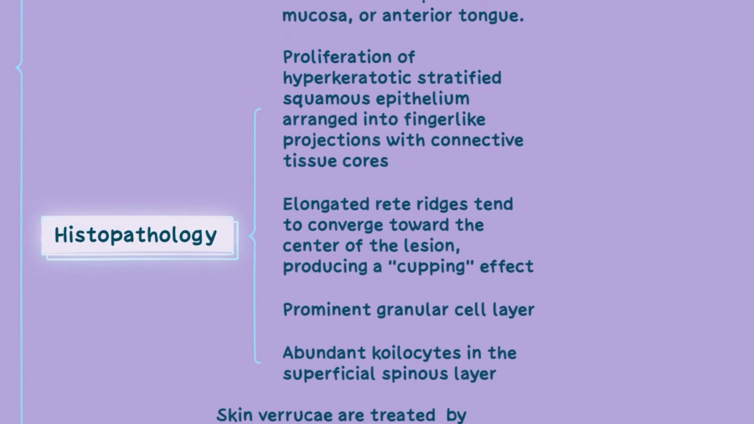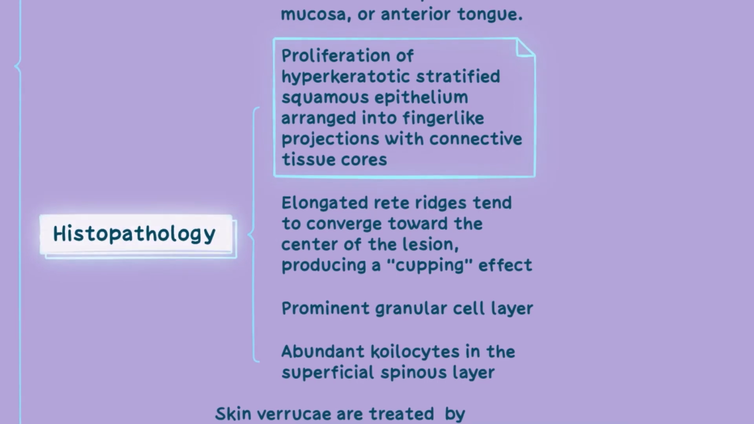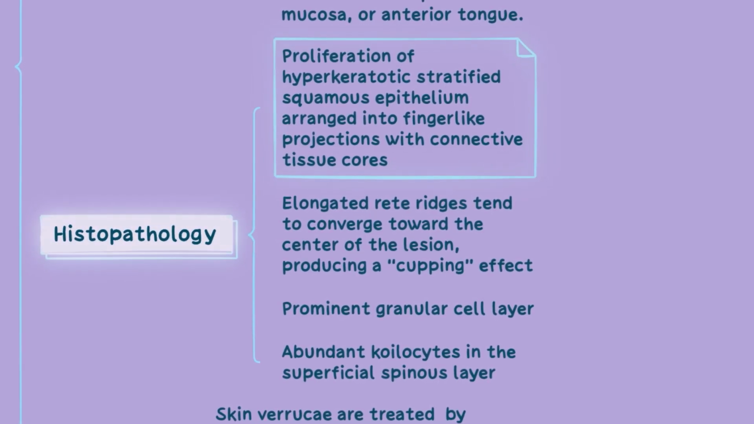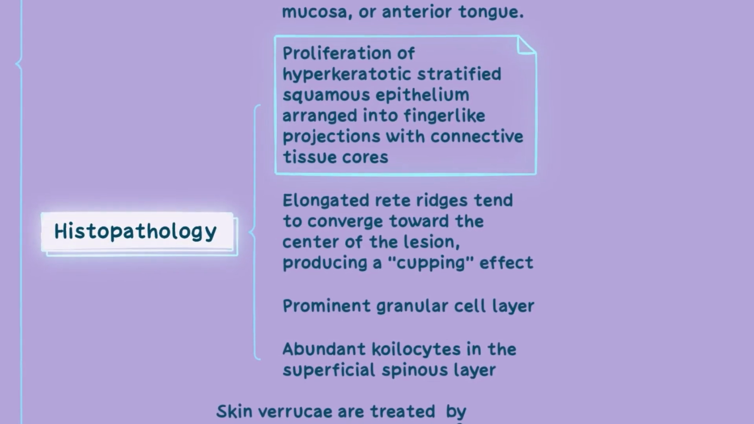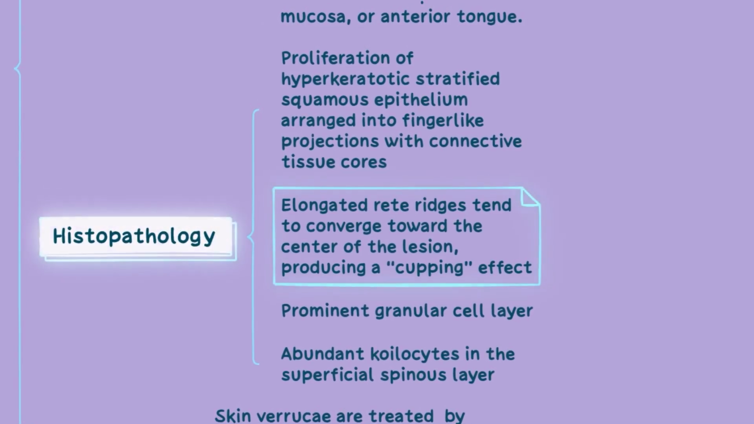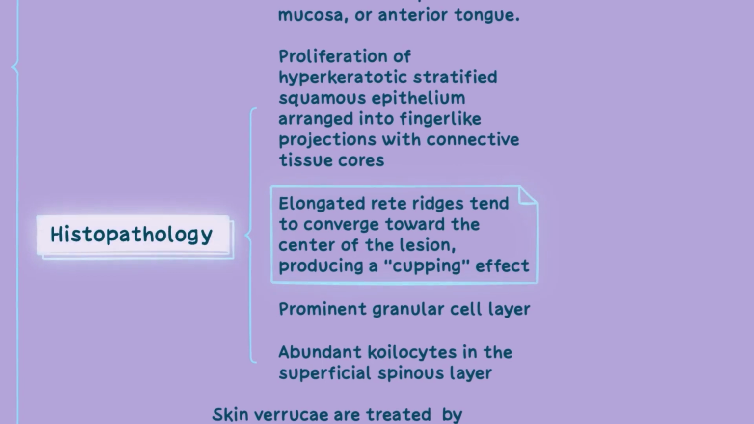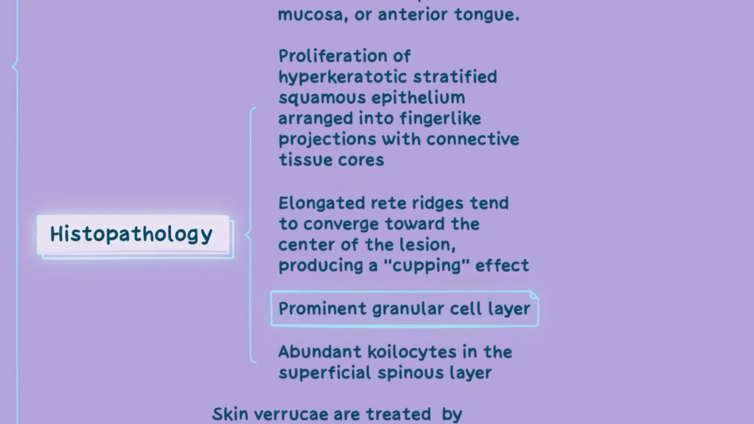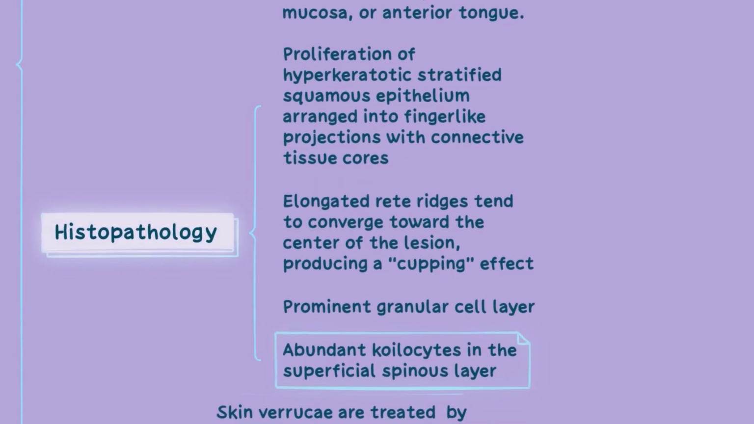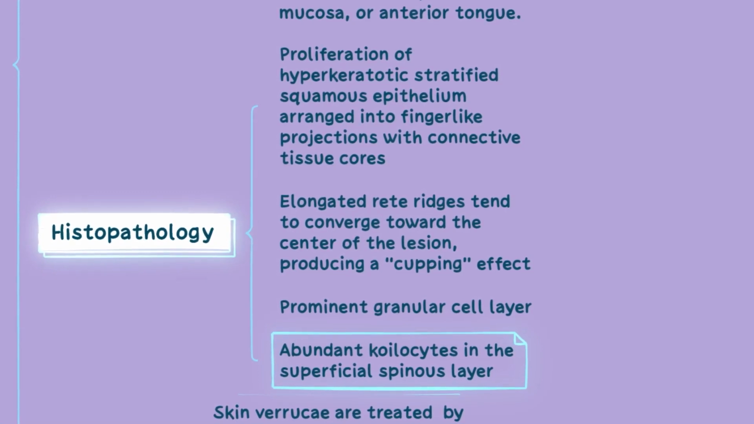Histopathology shows proliferation of hyperkeratotic stratified squamous epithelium with finger-like projections and connective tissue cores. Elongated rete ridges converge toward the center of the lesion, producing a cupping effect. The granular cell layer is prominent and abundant koilocytes are found in the superficial spinous layer.